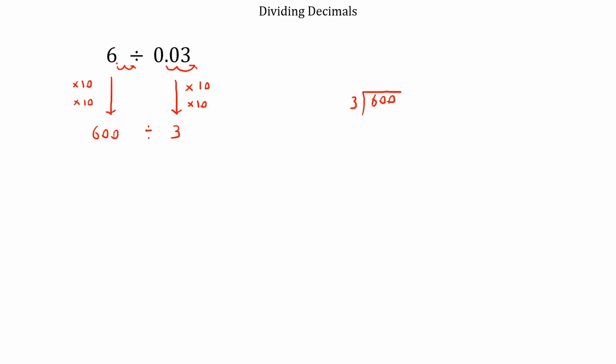How many times does 3 go into 6? 2 times. And then, okay, remainder of 0. And then you just have zeros here. 3 doesn't go into 0 any times. So you end up having 200 for a final answer. And that's simply just going to be your final answer. You don't have to do anything else. Leave your final answer as 200, and you can check with a calculator to see if that's correct.